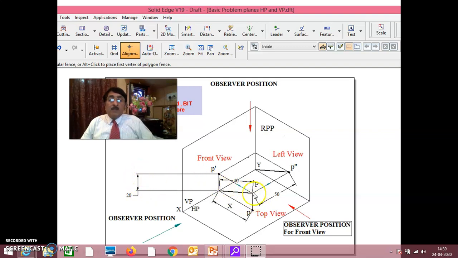Okay, 20 mm above HP. This point is 20 mm above HP, and it is 50 mm from RPP also. But the distance in front of VP, this distance they are not given.